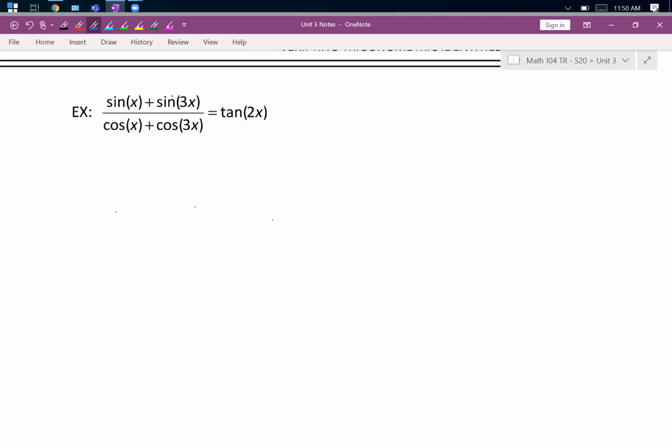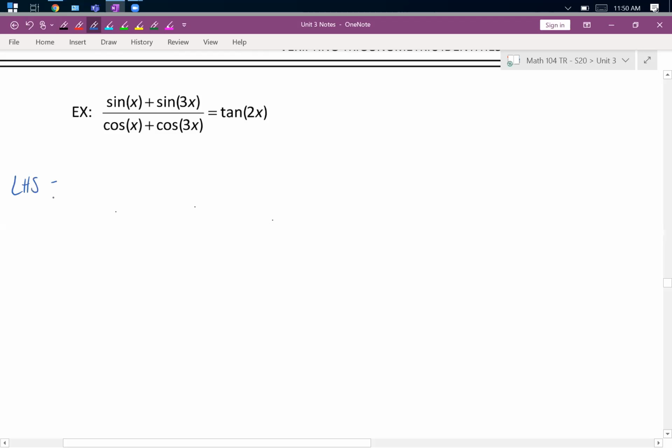Could we use the sum to product formulas? Let's try that. If we use the sum to product formula, sine of x plus sine of 3x would turn into 2 sine of, add them together, divide by 2, 2x. Hey, that looks promising. And then cosine of negative x. Well, at least that gave us a 2x. That looks promising. Let's try that.